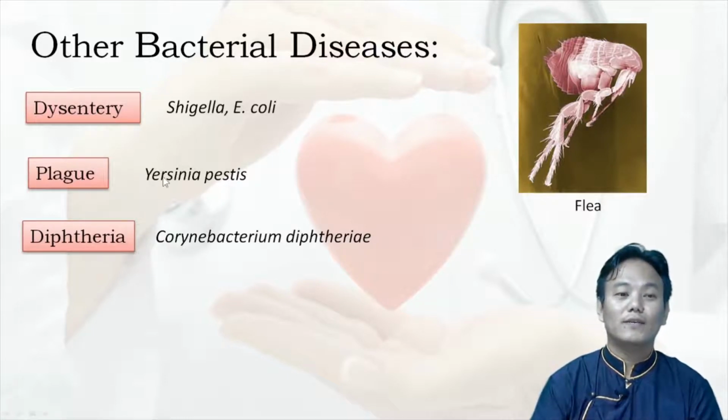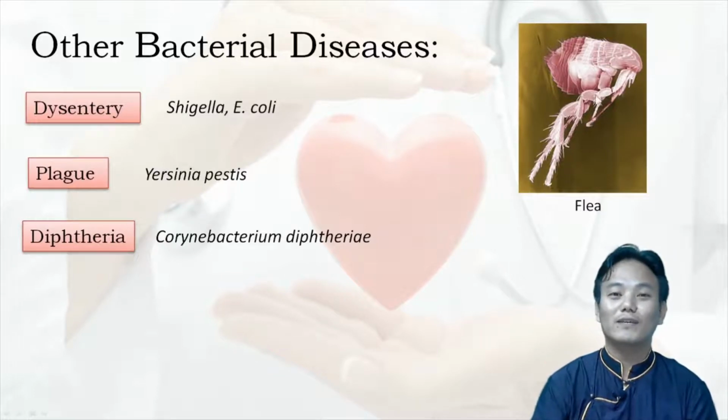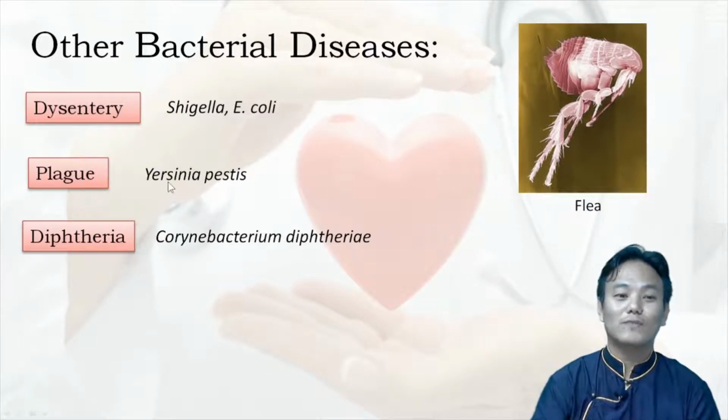Yersinia pestis can spread from person to person through fleas. So the flea is the vector of Yersinia pestis. But don't think that the flea is the cause of plague. It's not. It just carries the Yersinia pestis, which is responsible for plague. And then we have diphtheria, which is caused by Corynebacterium diphtheriae.